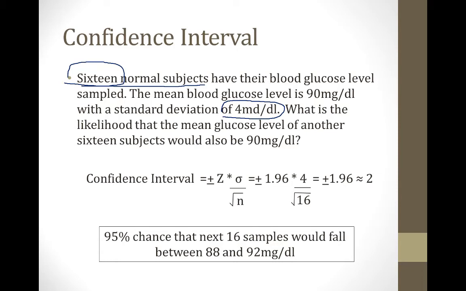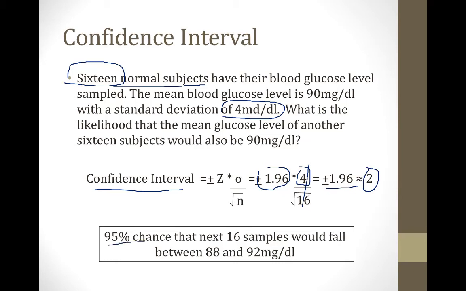And then the question asks, what is the likelihood that the mean glucose level of another 16 subjects would also be 90? Well, let's calculate the confidence interval. So that's plus or minus z times sigma over the square root of n. But remember, z is almost always 1.96, especially for 95%. The standard deviation is 4, and the square root of n is the square root of 16, which is also 4. So this is going to be 4 divided by 4. These numbers are going to cancel out, and we're going to get plus or minus 1.96, which is basically plus or minus 2. So our confidence interval is plus or minus 2.